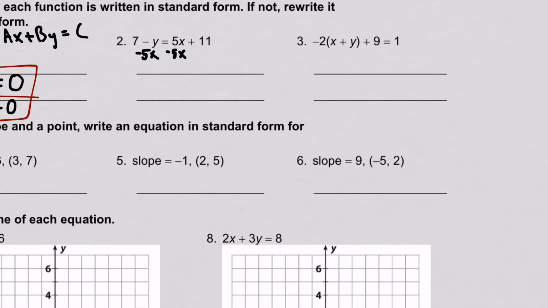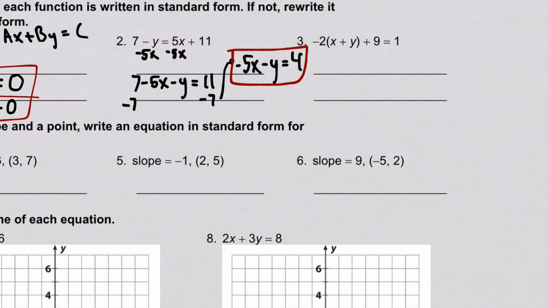Careful here when you are combining terms on the left side. None of these are like terms. You can't combine them together. So you're going to have 7 minus 5x minus y is equal to 11. Okay? Now I'm going to move the 7 over to the left side by subtracting it. So I'm going to have negative 5x minus y equals 11 minus 7, which is 4. And that's your final answer.